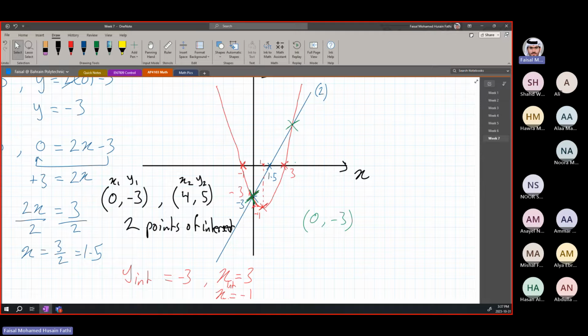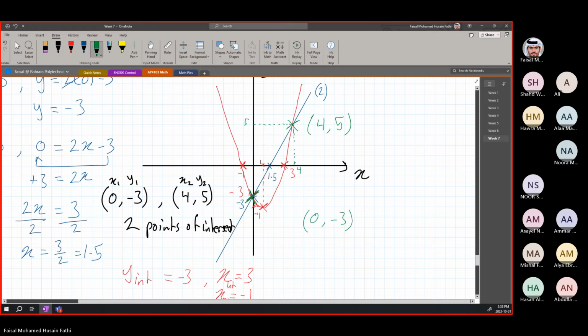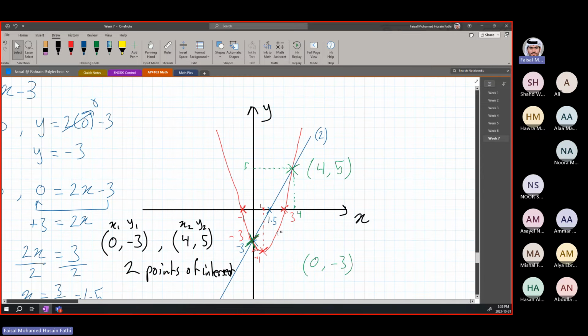And here, if you notice, this is 4. This is 5, approximately, 1 2 3 4. It should be a bit higher, and that's 5. This is our second point, 4, 5, which we found from simultaneous equations. Is this point clear? This is the solution. This is the final solution. Okay, we're done. It makes sense.